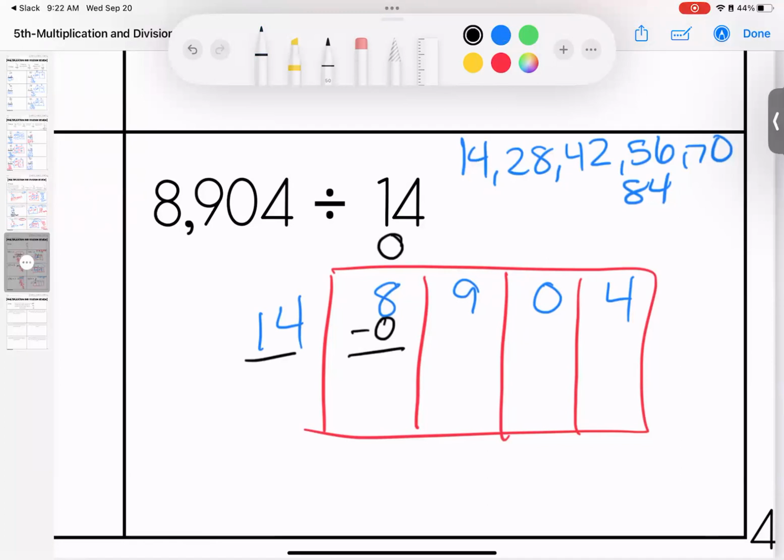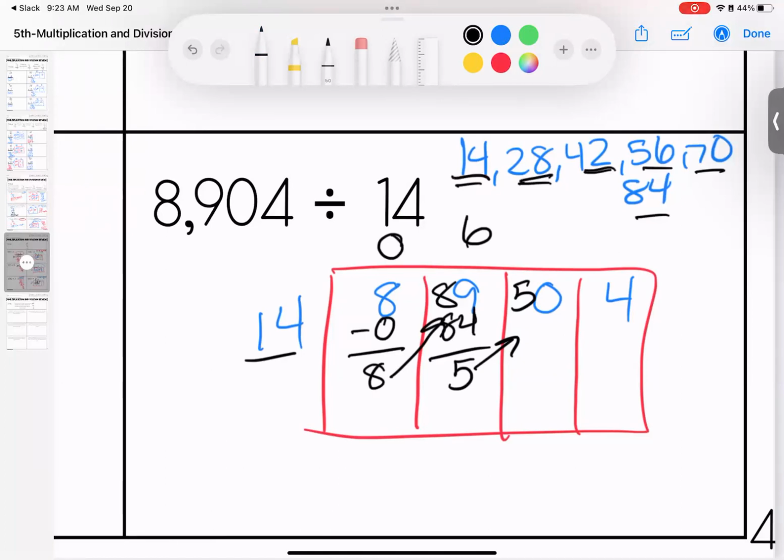None. It's too small. Anytime I have a 2-digit number in the front, I know that first number is not going to work. How close can I get to 89? 1, 2, 3, 4, 5, 6. Gives me 84. 89 minus 84 is 5. Bring it next door. How many groups can I get out of 50? The closest I can get is 1, 2, 3, which is 42.